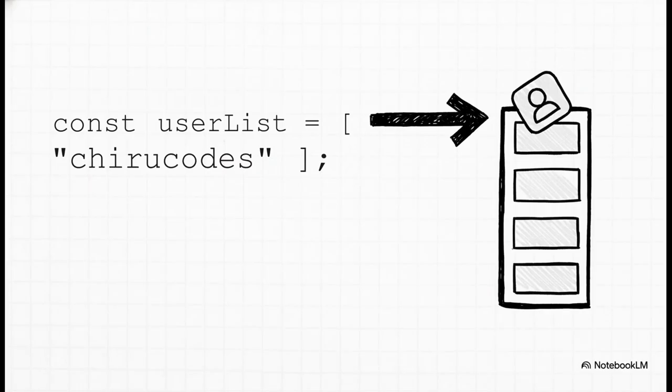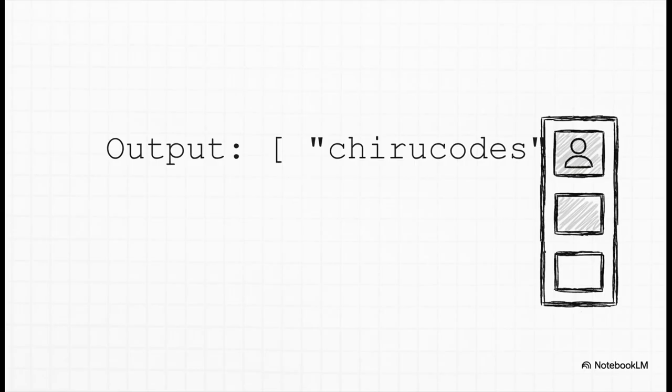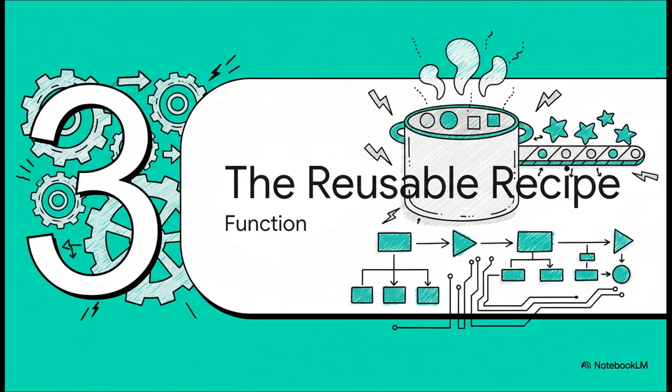Now, in the code, the big giveaway for an array is the square brackets. Square brackets. Think of those as the container for our ordered list. So here, we've made a user list, and the very first user in that list is ChiruCodes. And yep, the output shows us exactly that structure. The square brackets tell us, hey, this is an array. And inside, we see our item sitting right there in the first spot. If we were to add more users, they just line up right after this one in the exact order we put them in.